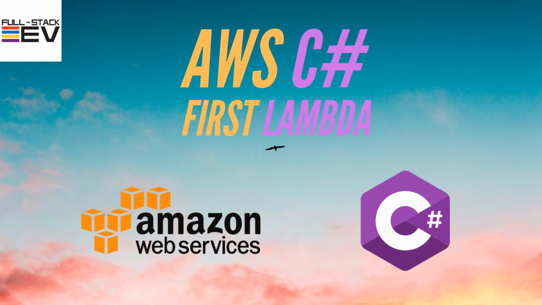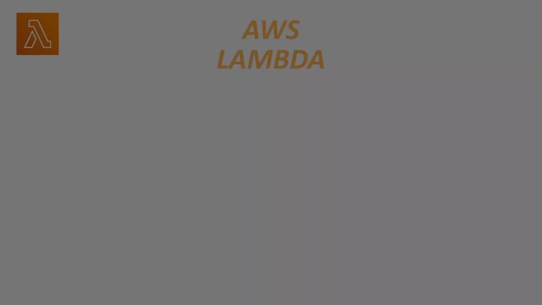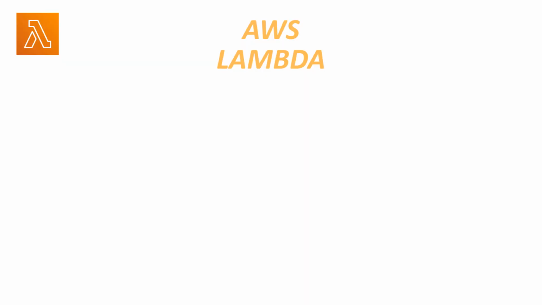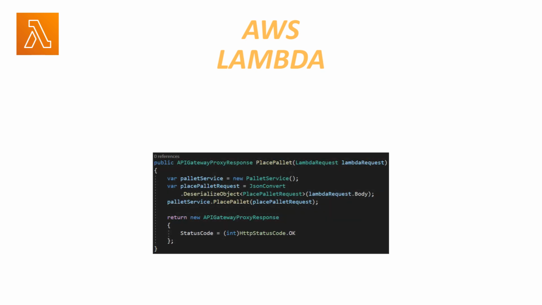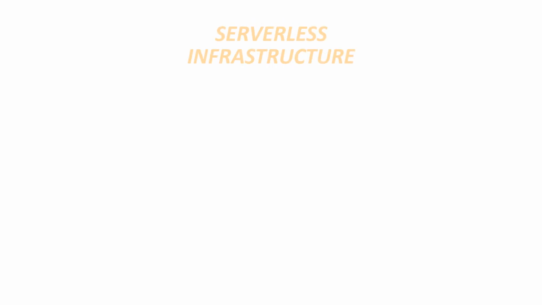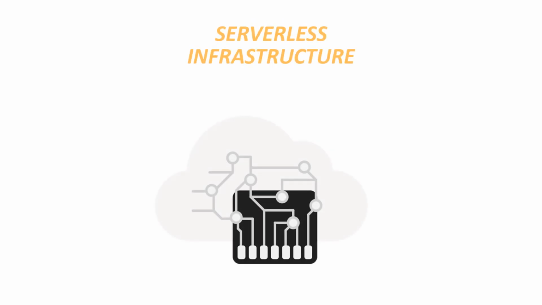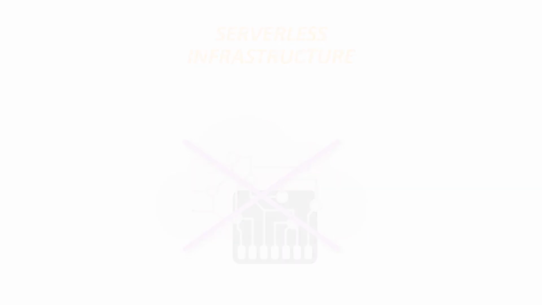So let's get started with a small explanation. AWS Lambda is a service which is responsible for running Lambda functions, which in fact are just functions in your code. They allow us to create serverless infrastructure. Infrastructure which is running without servers and which sets up the whole environment on demand.